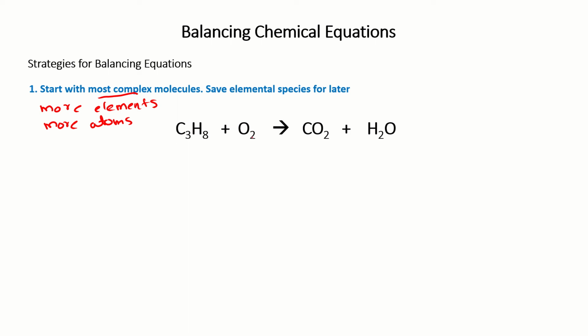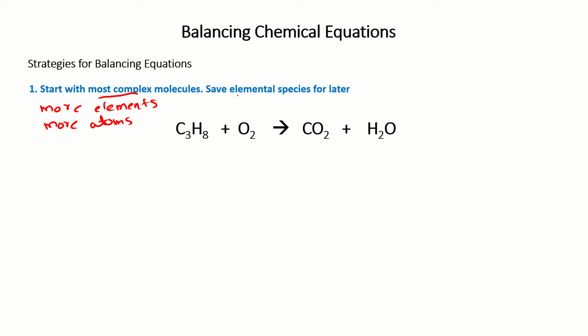For example, in this particular one, you can see that C3H8 has 2 elements. So do most of the other molecules you see in the equation. For example, in carbon dioxide, you still see 2 elements. But going into C3H8, you can see that you have 3 carbons and 8 hydrogens. So you can consider this one as the most complex molecule.